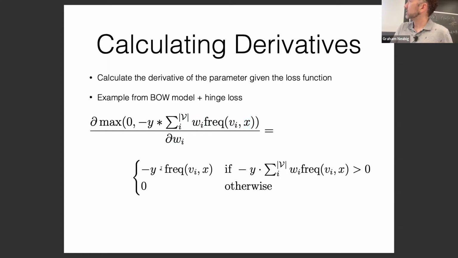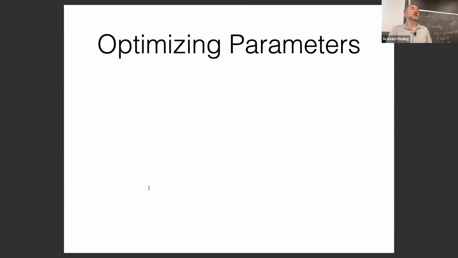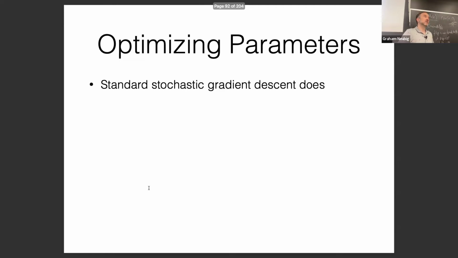Based on that, we get minus y times phi_i of x if the loss is greater than 0. If the loss is not greater than 0, the max on the other side becomes 0, and so our derivative becomes 0. So basically, our derivative is 0 if we don't make a mistake, and if we do make a mistake, then it becomes non-zero. Then to optimize parameters, we do stochastic gradient descent, where we take steps in the direction that reduces the loss.